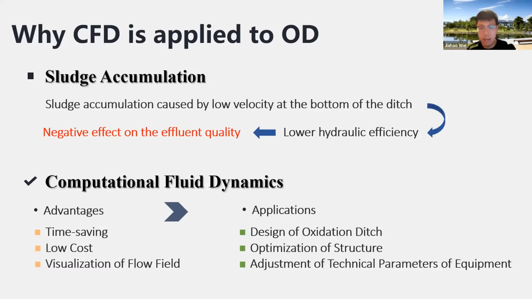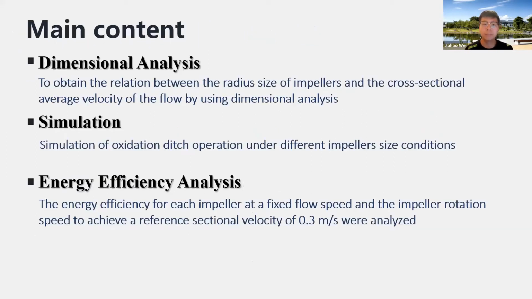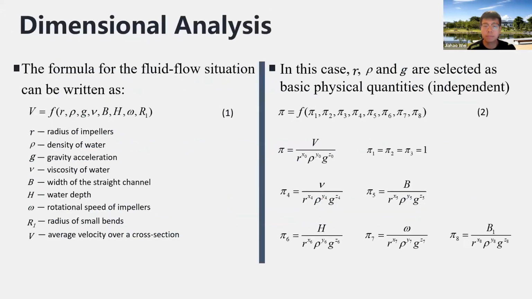CFD is a relatively cheap and time-saving way to obtain the complex hydraulic characteristics of the reactor, and it can also be used for the design of the oxidation ditch and the optimization of its structure, which is of great significance for the stable operation of the oxidation ditch and the improvement of treatment efficiency. Here are the three main contents of this study: dimensional analysis, simulation, and energy efficiency analysis.